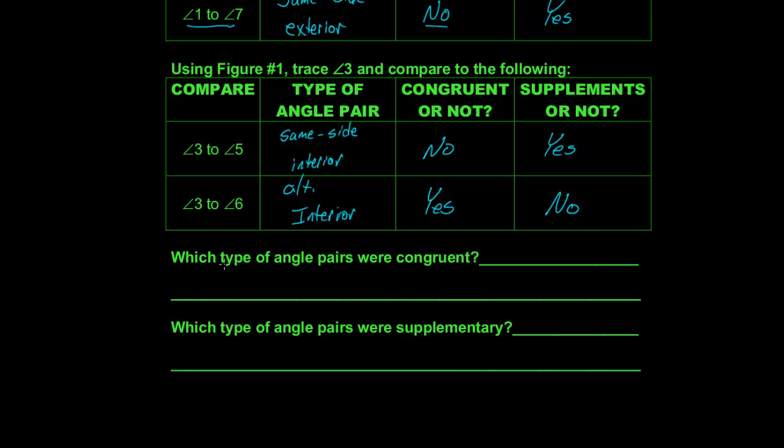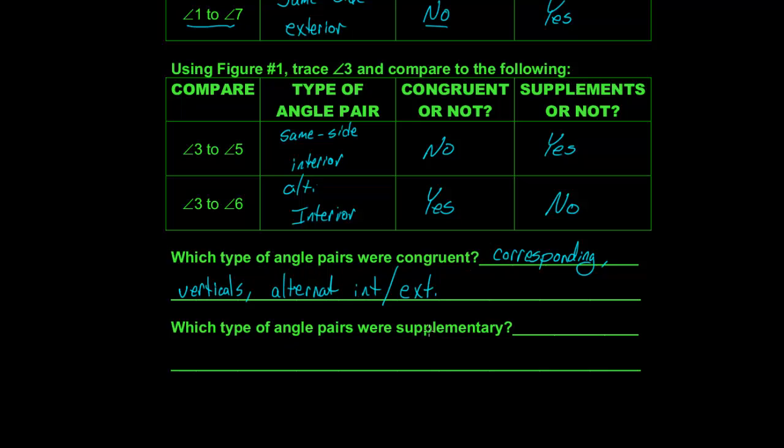So let's go back and look at this. Which types of angle pairs were congruent? If you look down your list, everything that's congruent, first we're going to have our corresponding. Correspondings are congruent. Verticals are congruent. Alternate interior and exterior. If they're alternate, they are. Alternate interior or exterior, both. So those are all congruent.